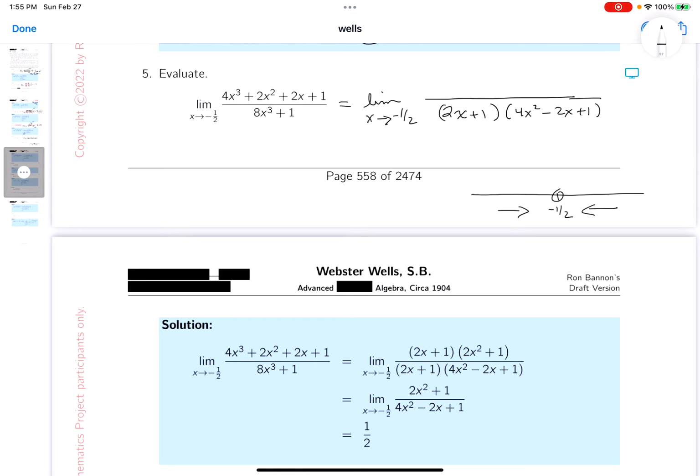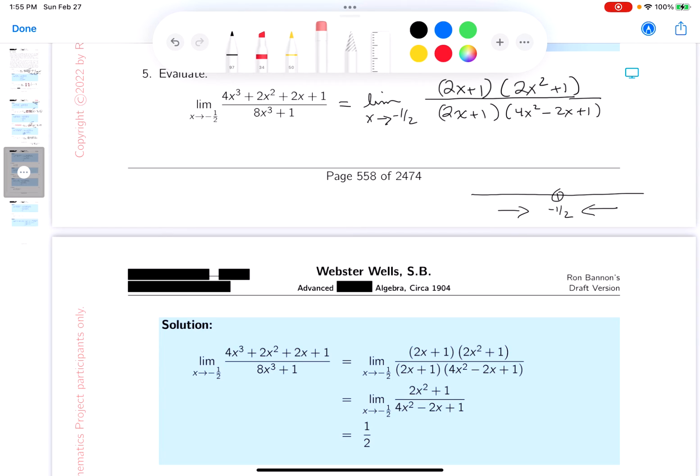And the top also appears to factor nicely. And it looks like a grouping problem. So 2x squared from the first 2 terms would give you 2x plus 1, plus 1 times the last 2 terms. And what do you get there? 2x plus 1 times 2x squared plus 1.